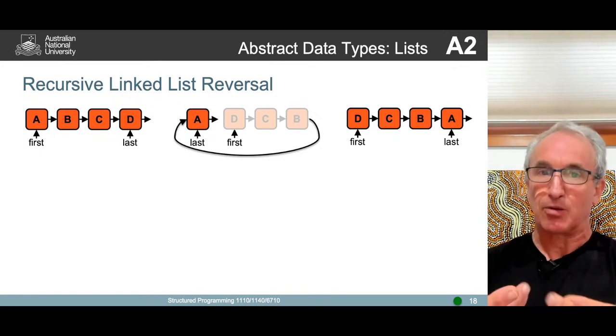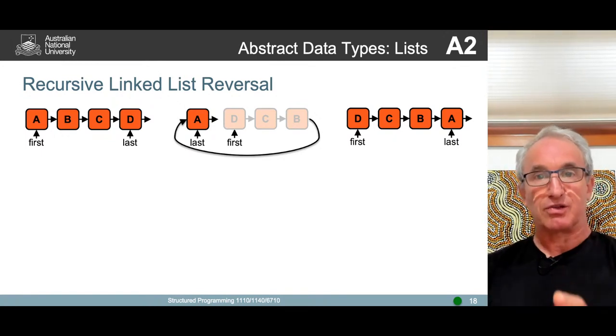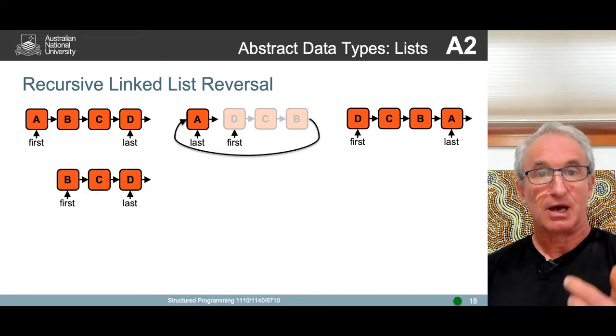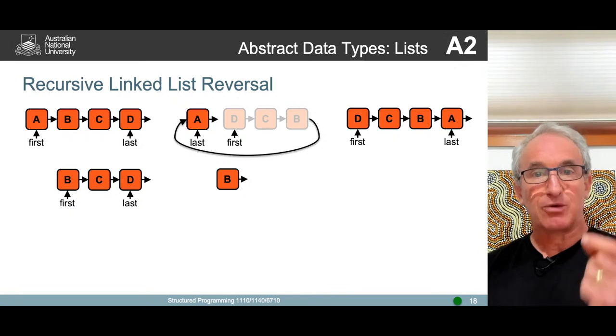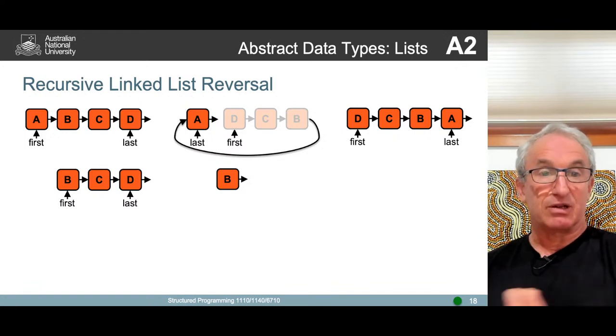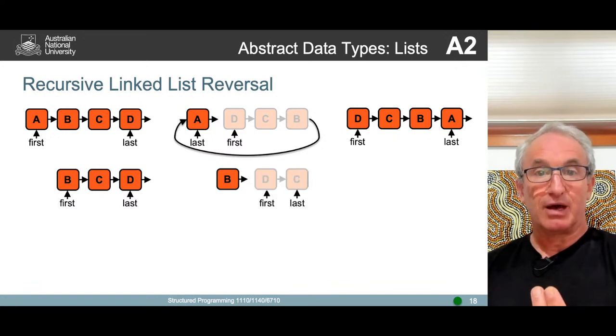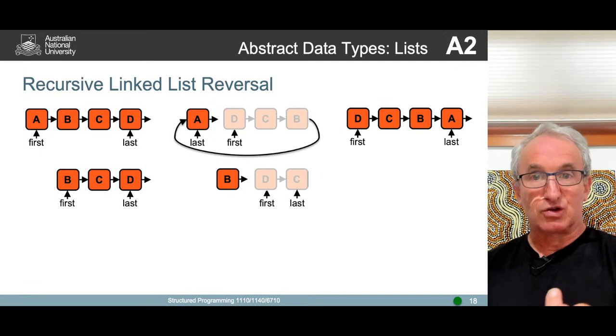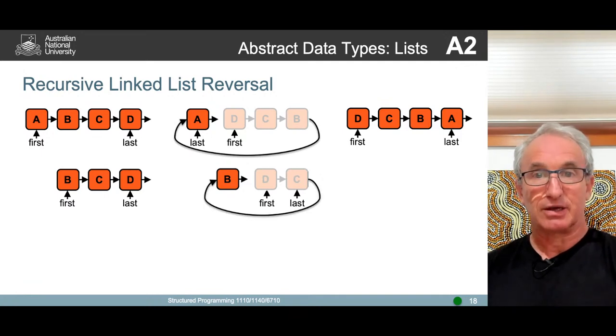Well, the answer is, yeah, we can apply recursion. So let's look at those three things and see how we can reverse them. Okay, so we've got B, C, and D. We want to reverse those three things, okay? So we go there and we say, how do we reverse it? Well, let's start with B, and then just imagine we could reverse C and D, that is, reverse everything to the right of B. And how could we do that? Well, we just do this. Imagine we could somehow or other it got done. If that was already done, then all we need to do is the same as in the above. Make C refer to B and turn B into the last, like that, okay?